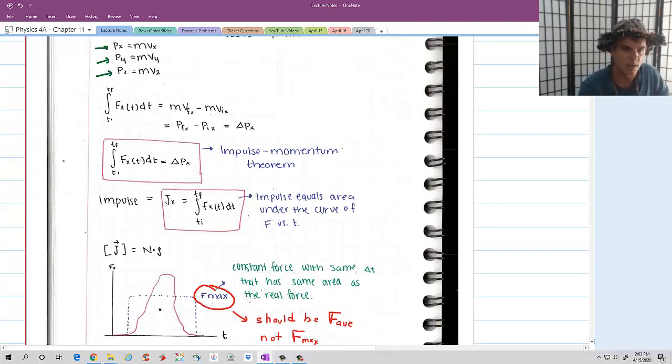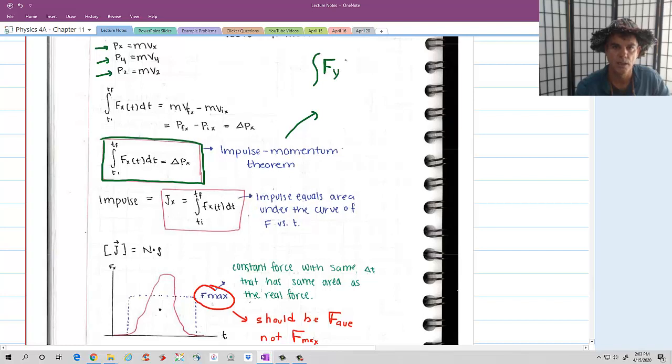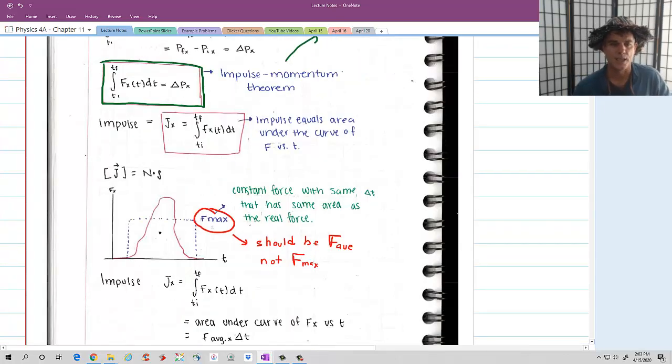So our impulse momentum theorem states that the impulse on an object, which is defined as the integral of F dt, equals the change in momentum of the object. And again, this is a vector equation. So this is the impulse momentum in the x direction. If I wanted it in the y direction, it'd be the integral of Fy as a function of time dt, again, from t initial to t final, equals, in this case, the change in momentum in the y direction.